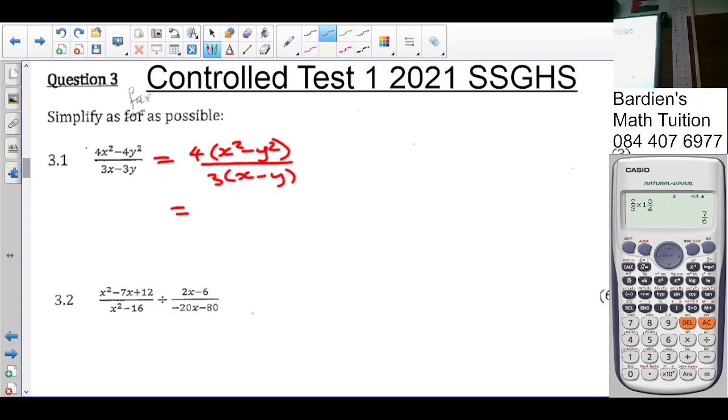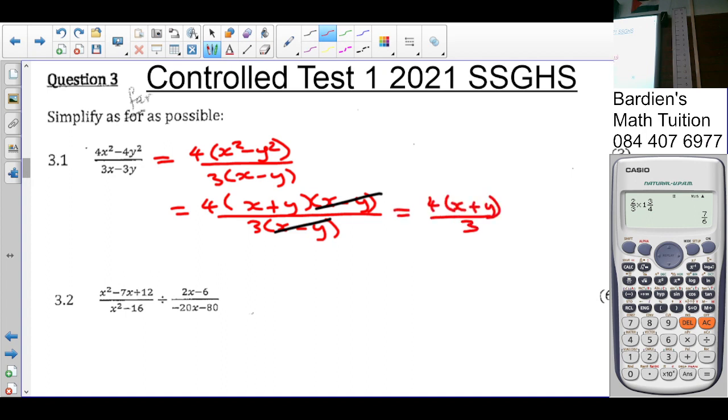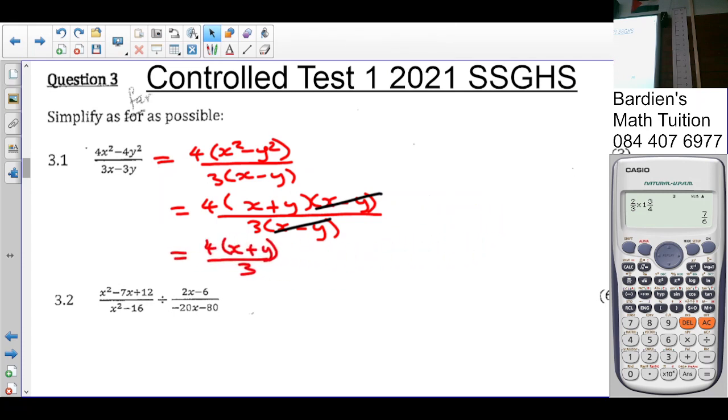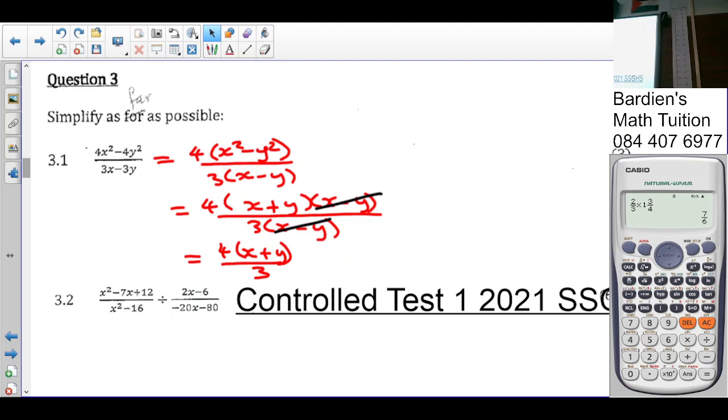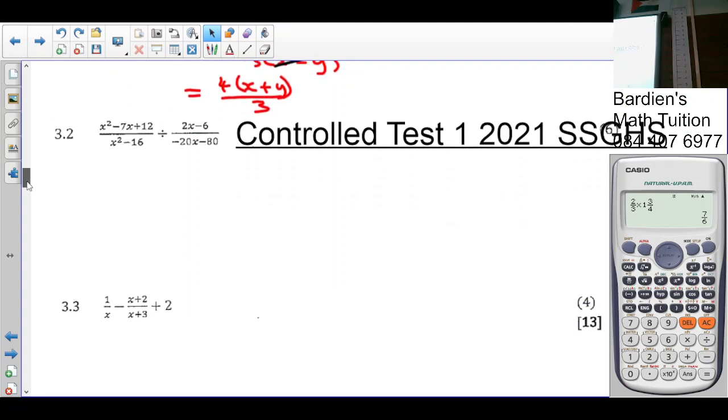Difference of 2 squares in the numerator. X plus y, x minus y, over 3 into x minus y. So x minus y cancels x minus y. So what am I left with on top? 4 into x plus y over 3. Or if you want, you could have said it's going to be 4x plus 4y over 3. Any confusion there? No? Let's get on with our lives.